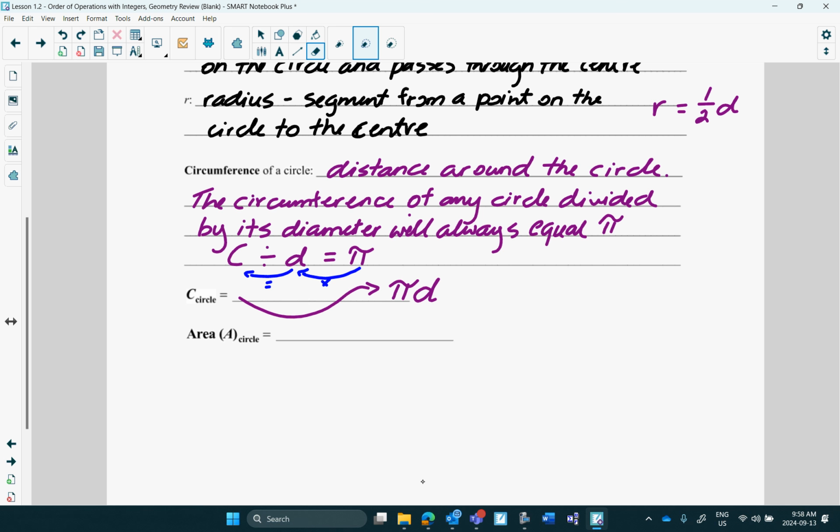There is another formula that we can use to find the circumference using the radius. Well, the diameter is twice the radius. So therefore, you could also find the circumference by doing 2 times pi times the radius. Either one of those will get you the same answer. They have to, because the diameter is always 2 times the radius, and pi is pi.